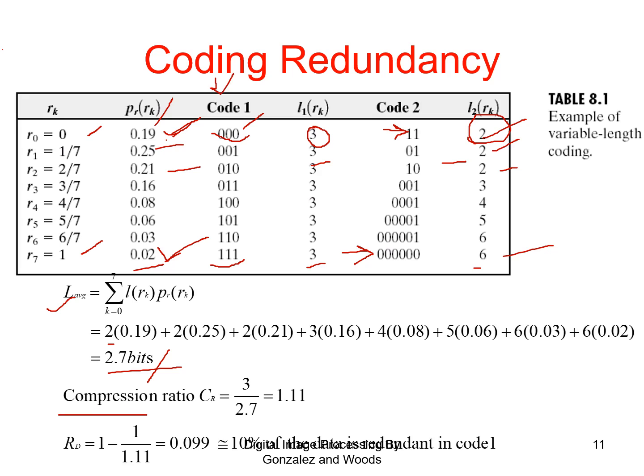The compression ratio will be n1 upon n2, that is 3 upon 2.7, which becomes 1.11. So what is RD? RD is equal to 1 minus 1 upon the compression ratio, 1 minus 1 upon 1.11, which becomes 0.099. So that is 10%, 10% data redundancy. This is the example for coding redundancy. We'll solve a problem based on this later on.